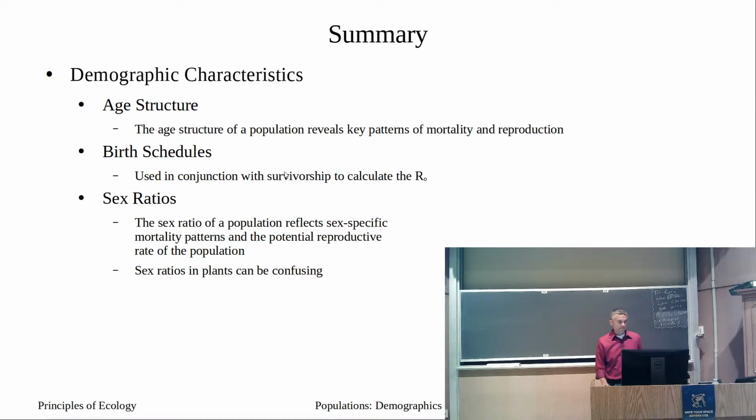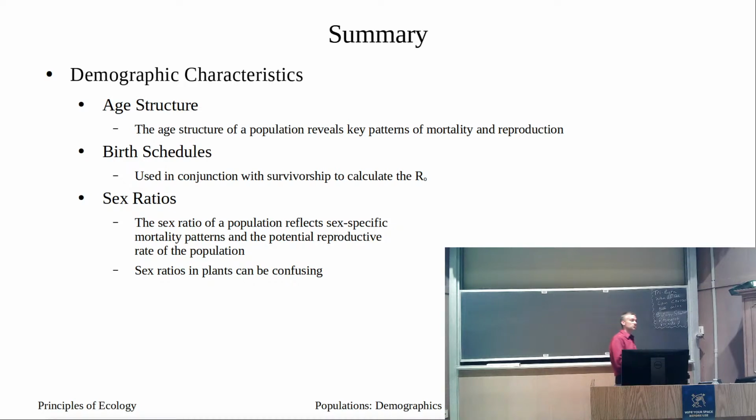Birth schedules, that is how many individuals are born to individuals of the various ages. We use these in conjunction with our survivorship column to calculate our net reproductive rate, which is a measure of population growth. That net reproductive rate, that R0, is going to range around 1. So if it's equal to 1, we're at population stasis. It's not growing or declining. If it's less than 1, we have population decline. If it's greater than 1, we have population growth.